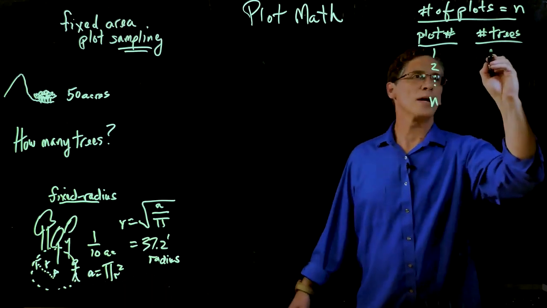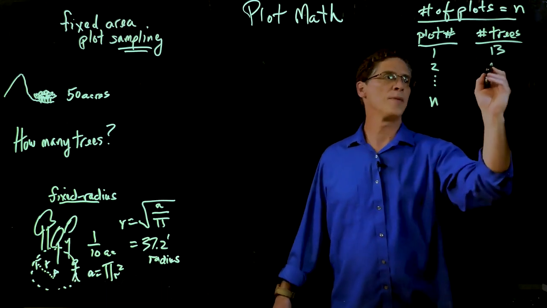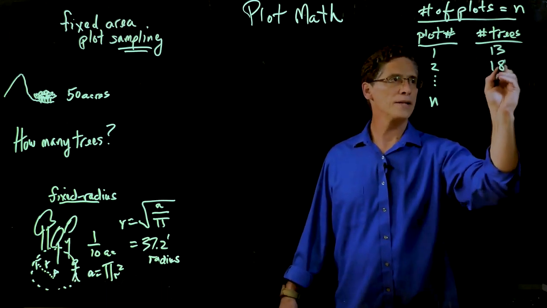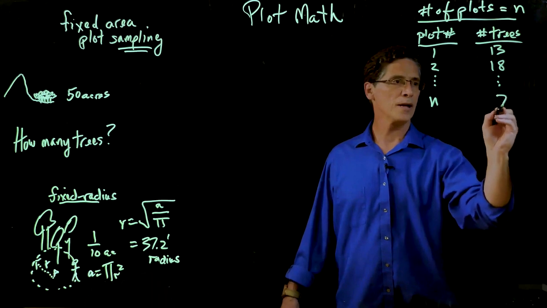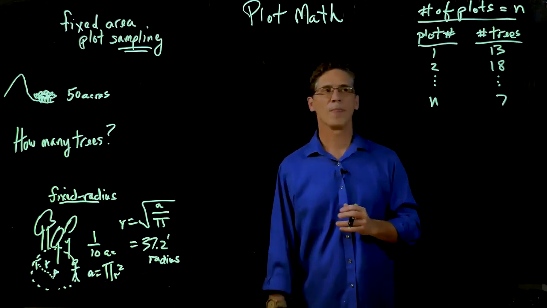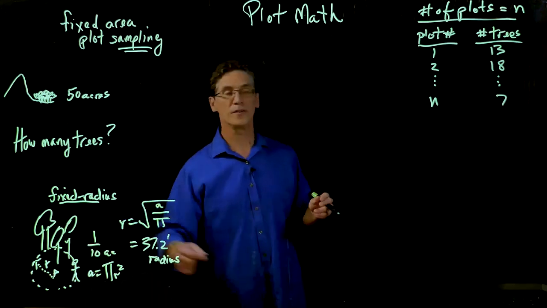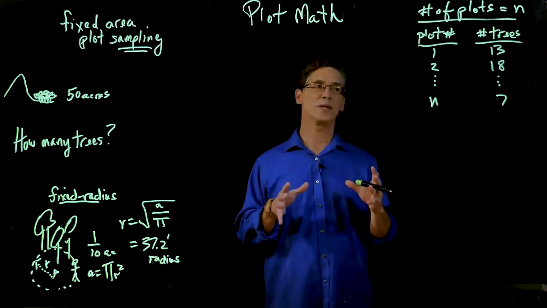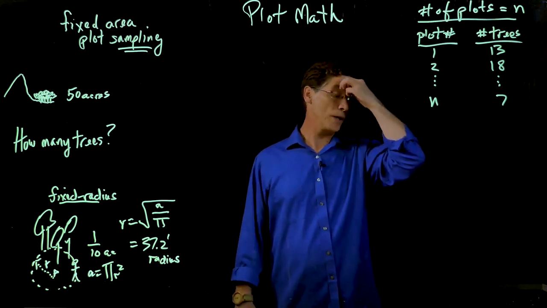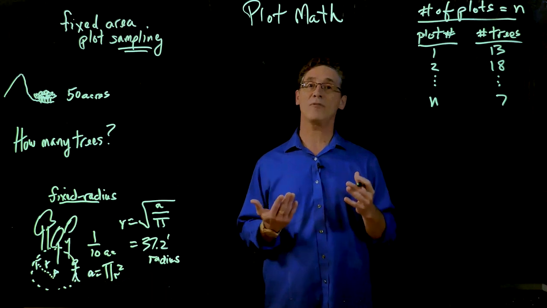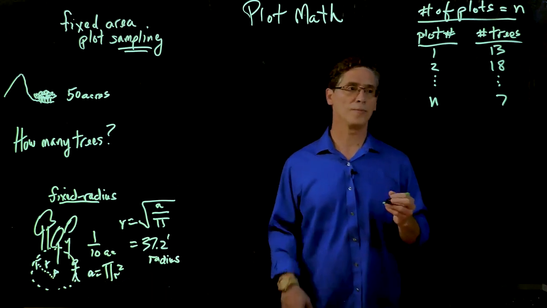So let's say the first plot has 13 trees, and the next plot has 18 trees, and the last plot has 7. So now we have the count of the number of trees in each plot. Okay, so what we want to know next is the average number of trees per plot.